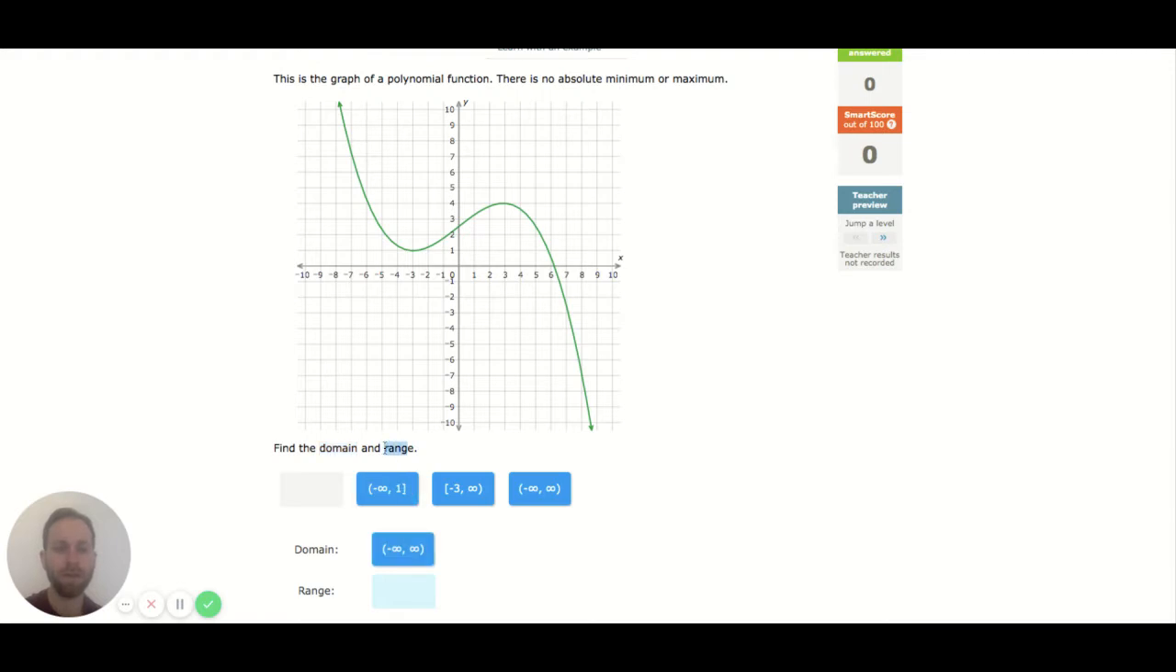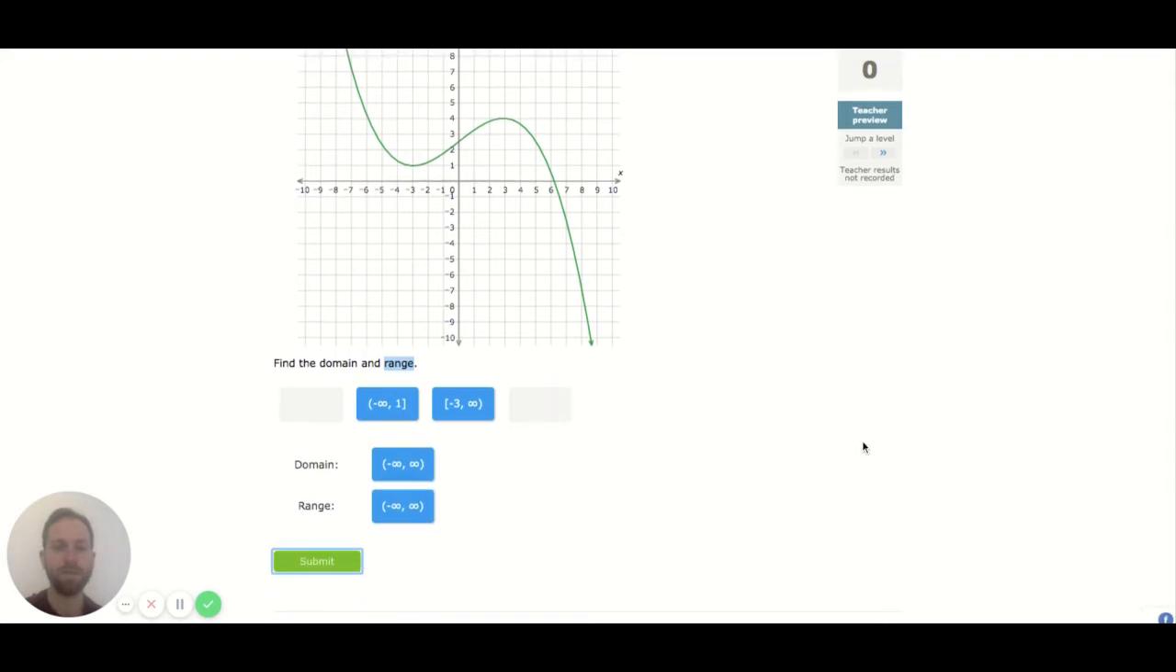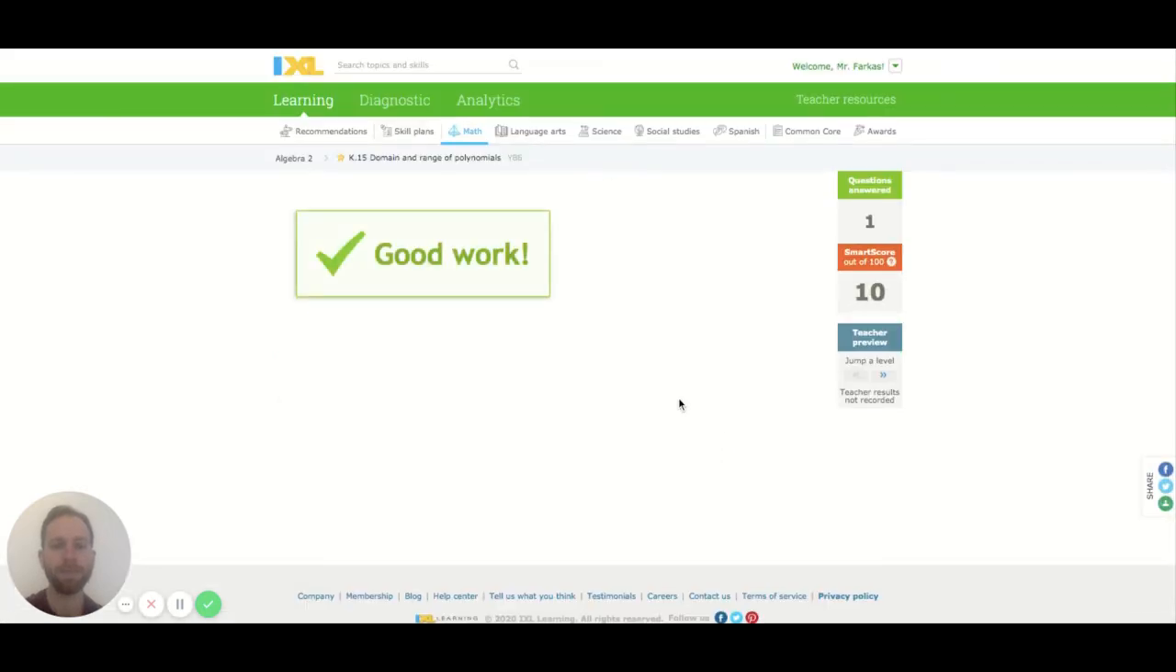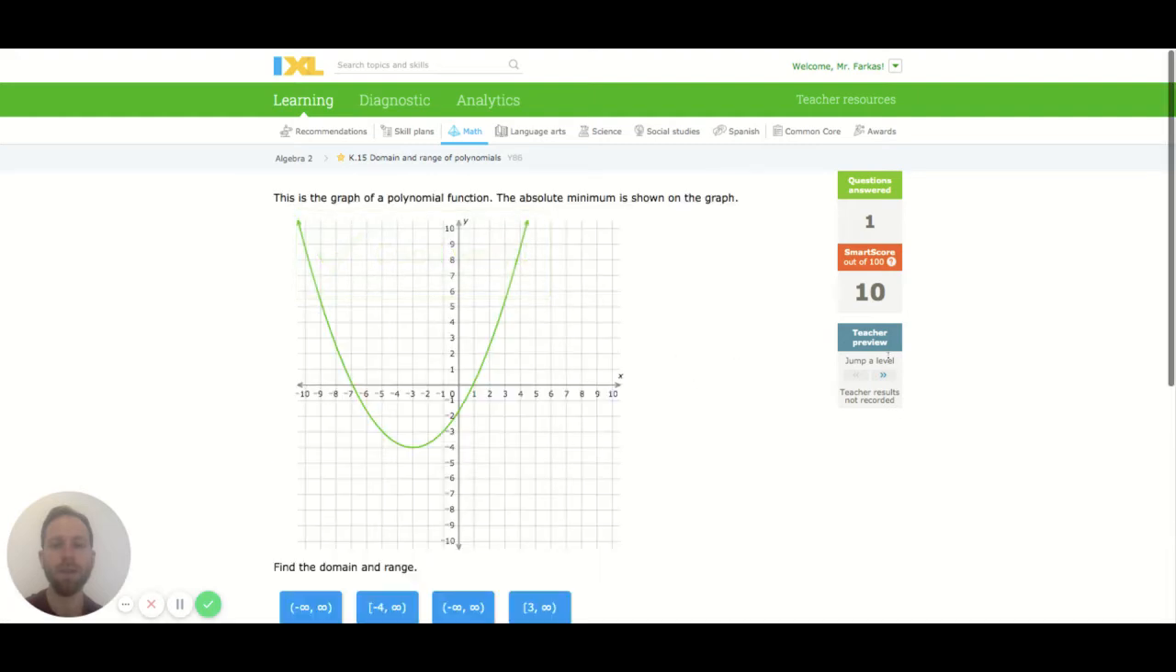Now let's look at the range. What this is really asking us is how high up or how far down is this function going? Well, it keeps going up and it keeps going down. So it's going towards positive infinity and towards negative infinity, because the outputs, the y values, could be anything. So we drag that there, submit. Nice. All right, so let's go to the next level and see if it gets trickier.